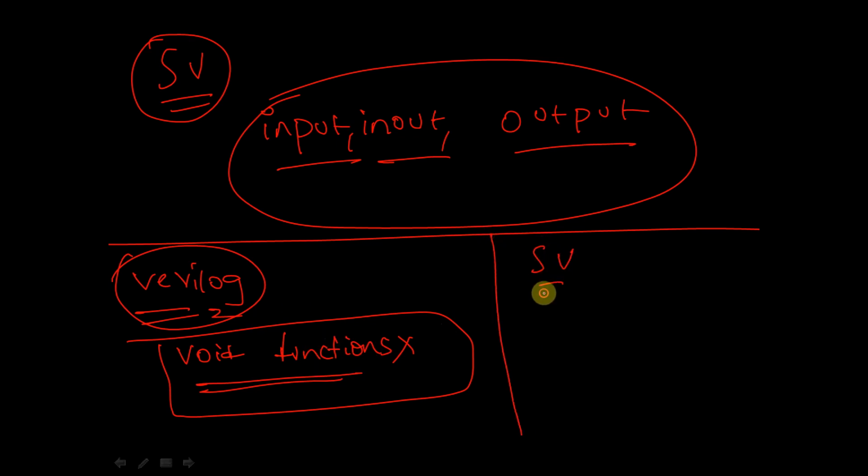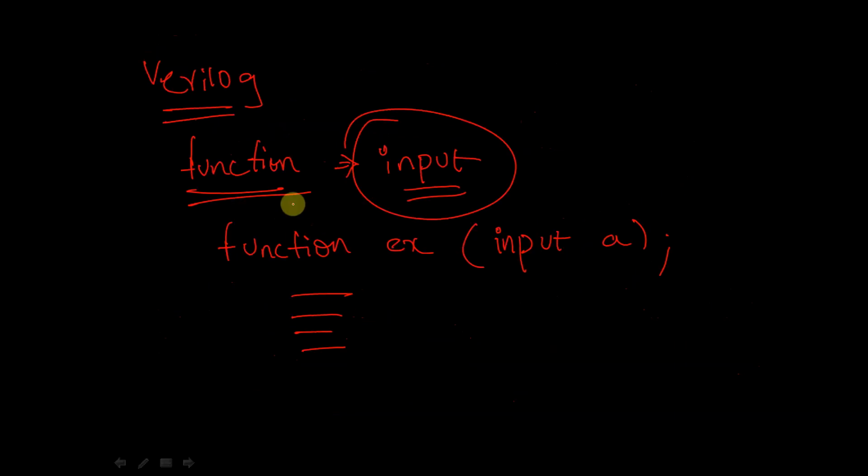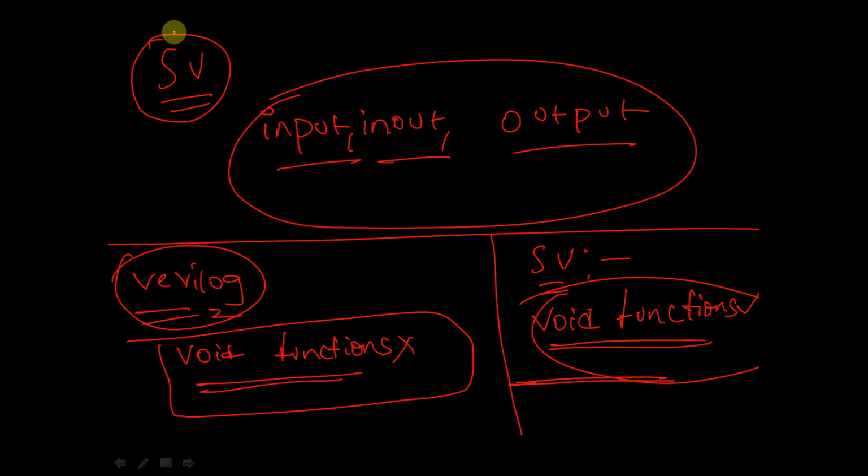Whereas in SystemVerilog, void functions are available. That is a function which is not returning any value. Void functions are acceptable in SystemVerilog. So this is one more enhancement in SystemVerilog. The rest of the conditions are the same, like functions cannot have any delay statements and functions cannot have any timing constraints. All that is the same. So these are some of the enhancements in SystemVerilog compared to Verilog tasks and functions.